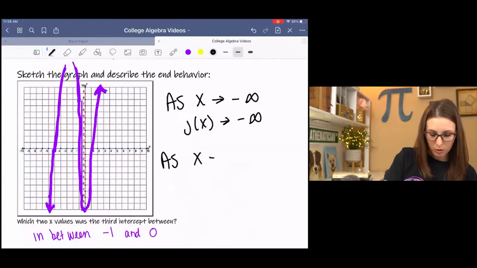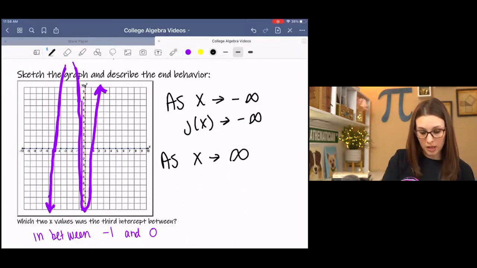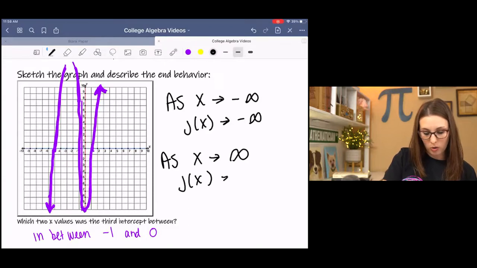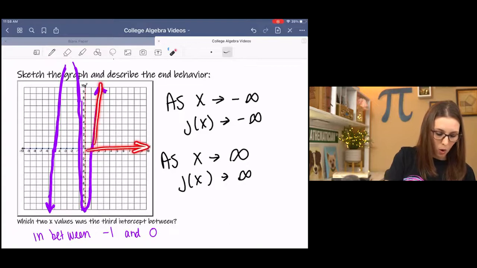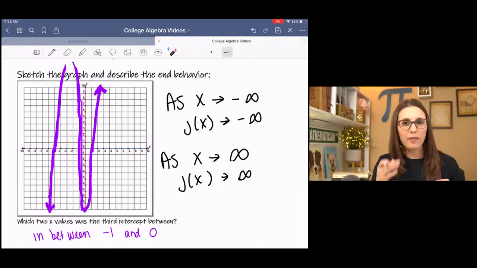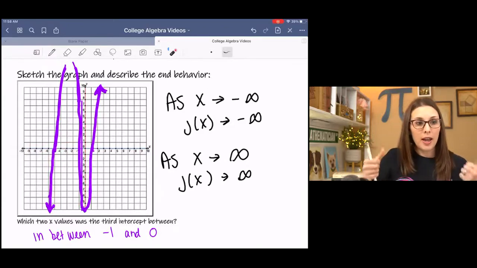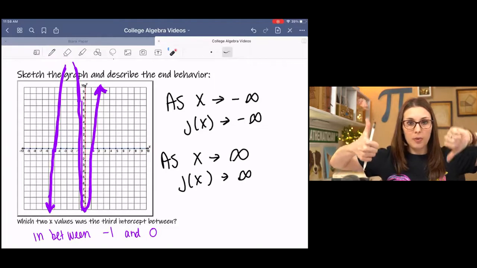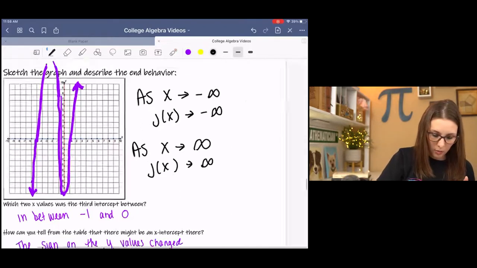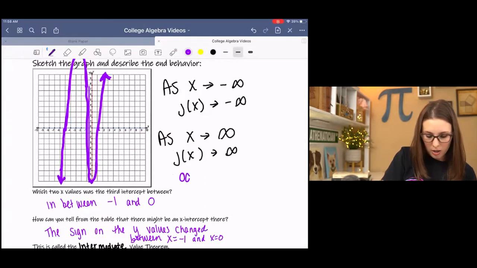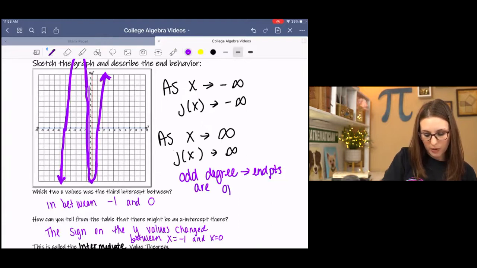As x approaches positive infinity, gets really, really big, y also approaches positive infinity. So as x gets bigger, y is getting bigger. As x gets smaller, y is getting smaller. So we have an odd degree polynomial, and my endpoints are opposite. I want to write this down because this is important. For odd degree, the end points are opposite.